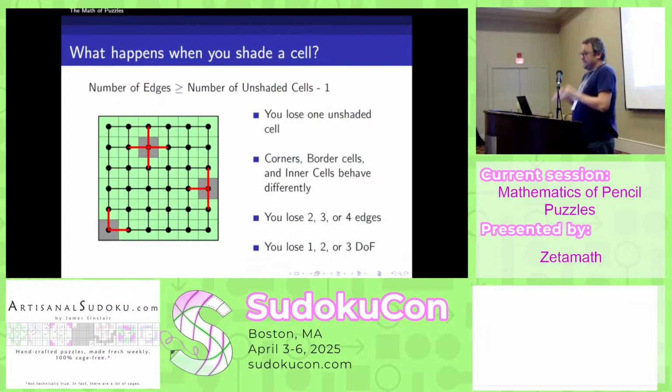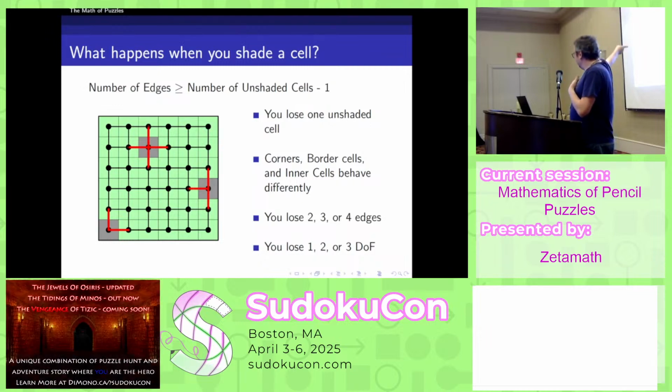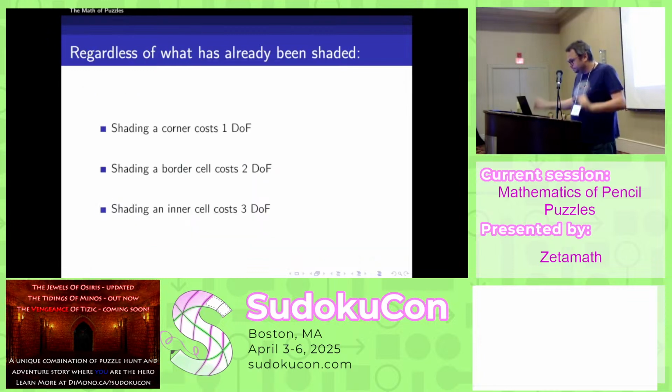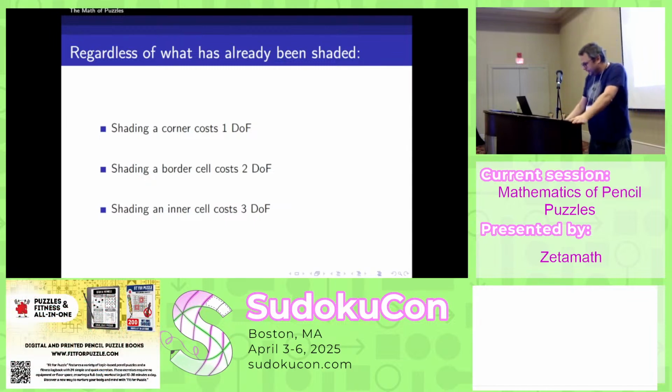In fact, you're always consuming degrees of freedom. You can't shade anything without consuming degrees of freedom, but it costs you more to shade stuff inside the grid than it does to shade stuff in the corner or outside the grid. So here's the punchline, just to say this again: we have a price of what shading a corner costs. It costs 1 degree of freedom. Shading a border costs 2 degrees of freedom. Shading an inner cell costs 3 degrees of freedom. And hopefully we're on the same page about where those numbers came from.